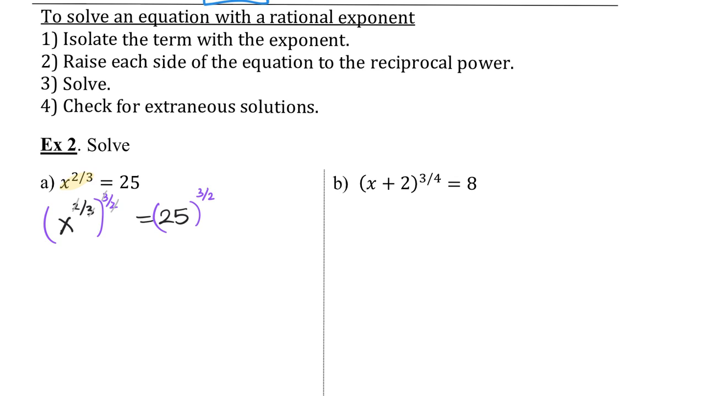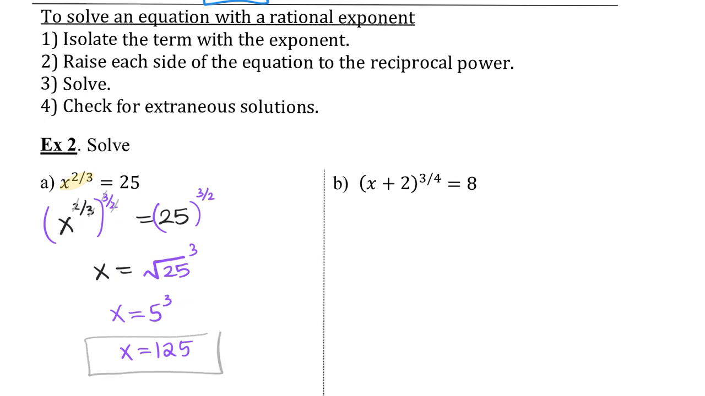Okay, so I get x equals 25 to the 3/2, which is the square root of 25 to the 3rd. So x is 5 to the 3rd, which means x is 125. Okay, let's try one more, there's a couple more like that. Oh, I should check it. Should I check it? No.